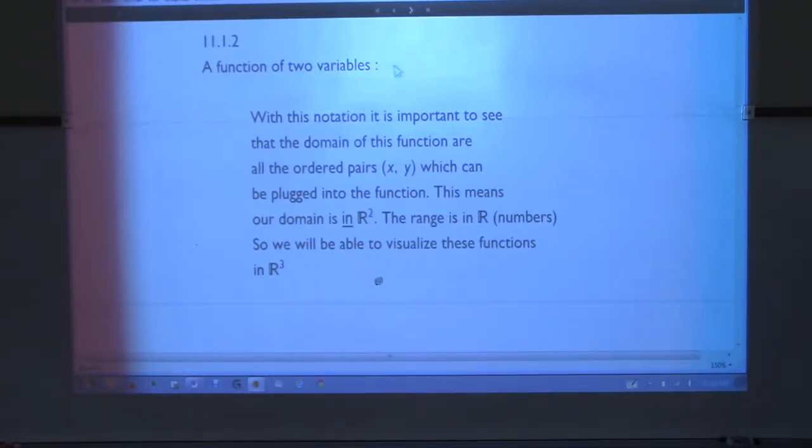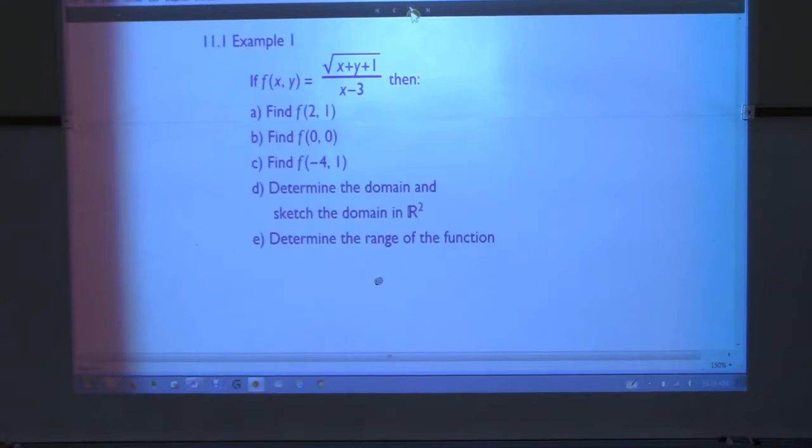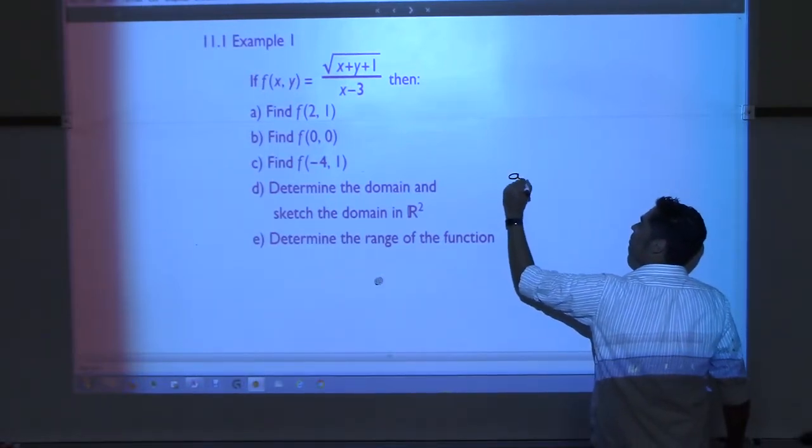All right, so we need three-dimensional space to see these things, and I'm going to show you these. But let's just first practice algebraically, making sure we can manipulate and understand what's going on with this function. So if f of x, y equals the square root of x plus y plus 1, over x minus 3, then evaluate the following things. So let's first just plug in some numbers.